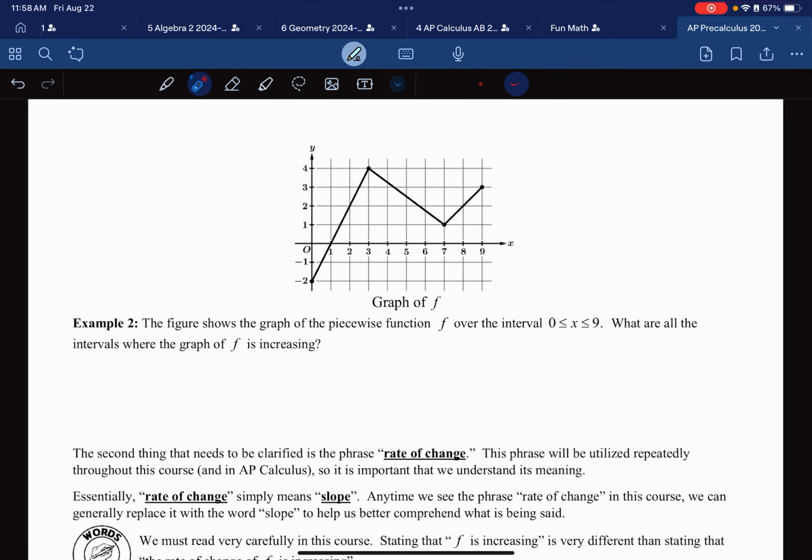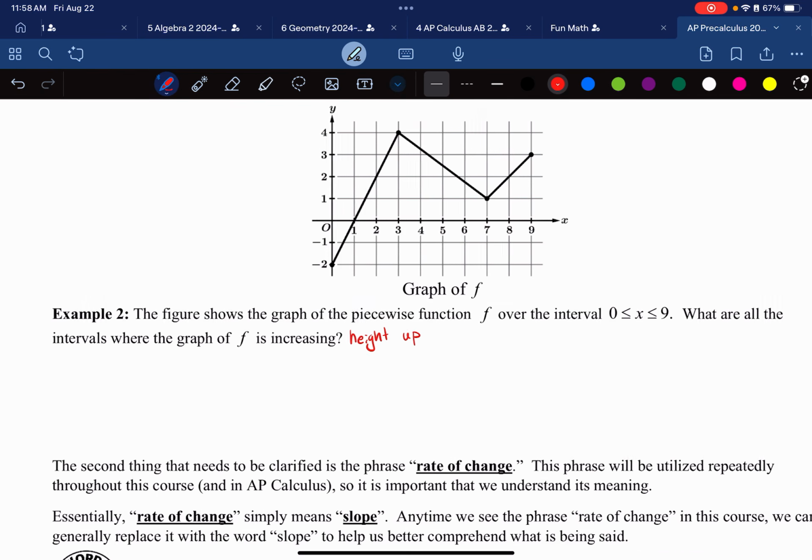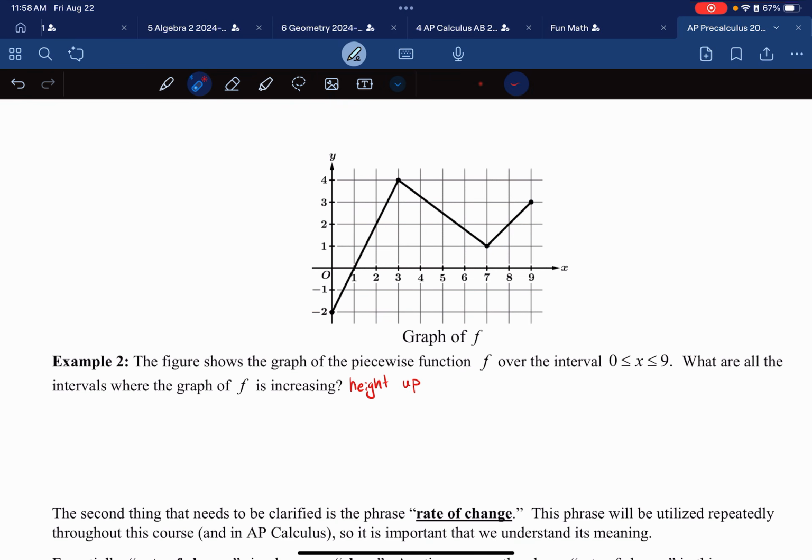So in example number 2, we are asked, where is this graph increasing? Again, my definition of increasing is height going up. Where is the height going up? Even kindergartners can say it's going up between here and here, and they can just point it out. You should be able to analyze this as well. It's going up there, and it's going up there. Over here on this range, it's going down, therefore it's decreasing on this interval.